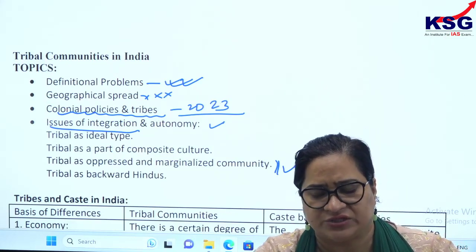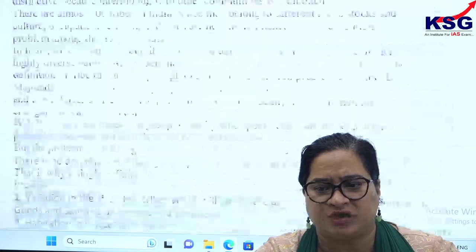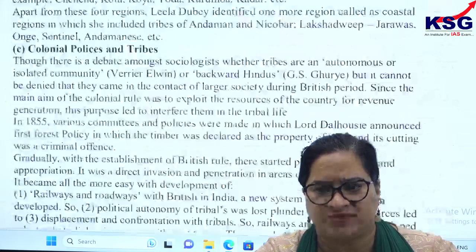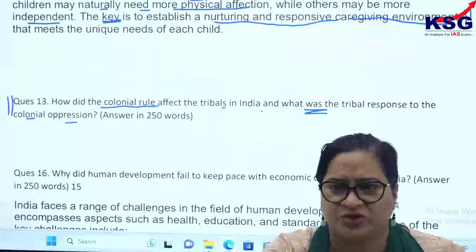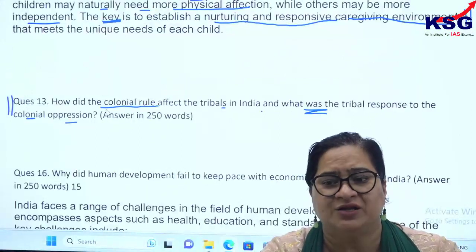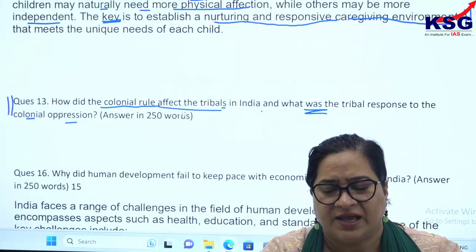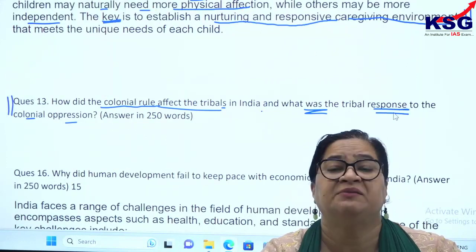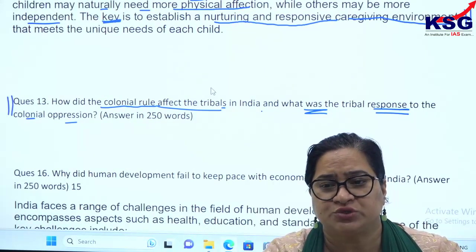So I'll directly take you to this colonial policy and tribals, and then we'll start with the discussion. In this, the question is asking two parts: how did colonial rule affect the tribals, and then what was their response to that impact? What was colonial oppression doing to them?